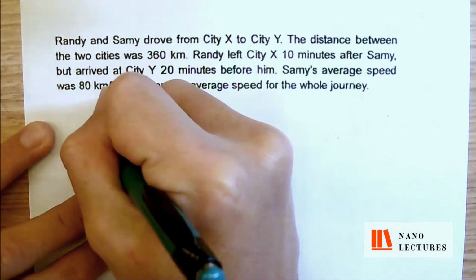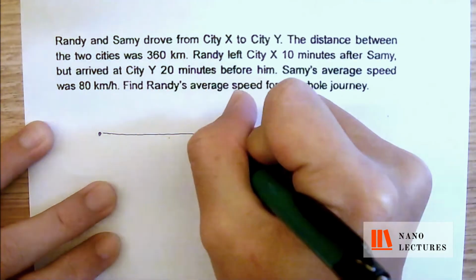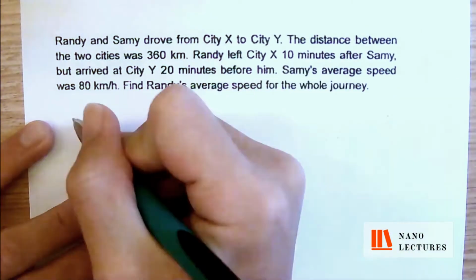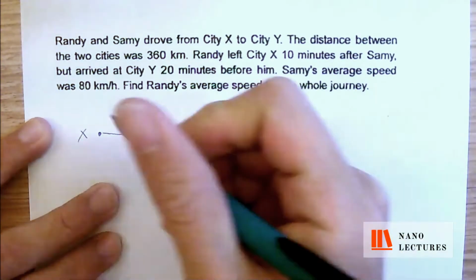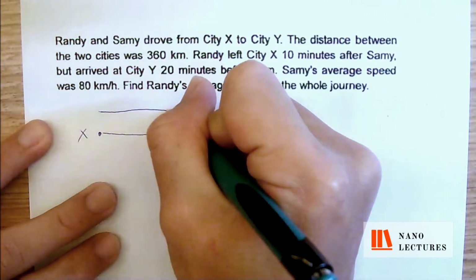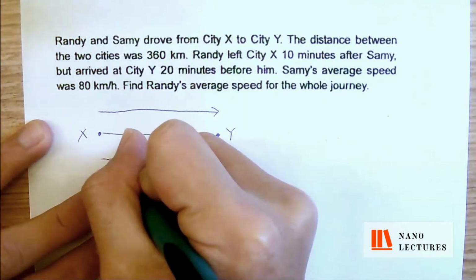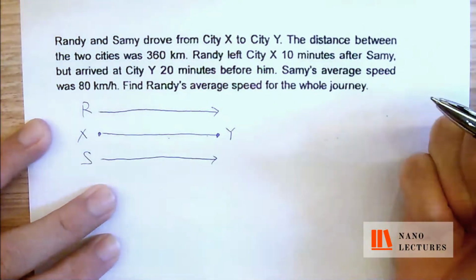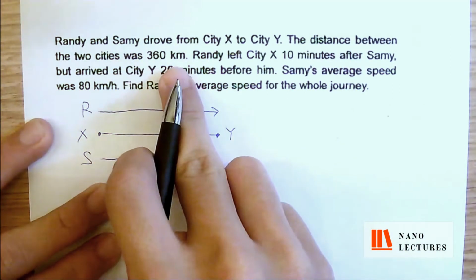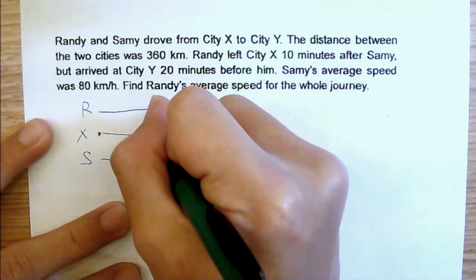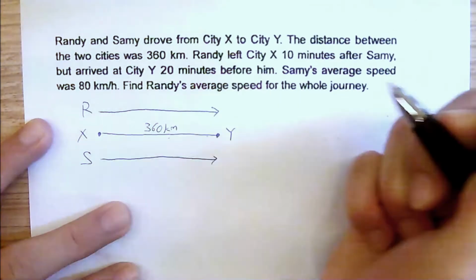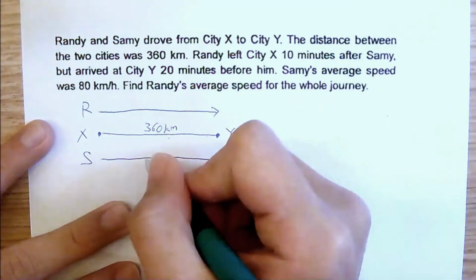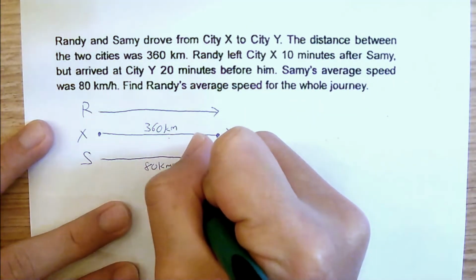Okay, so again, we're going to draw the line model for this particular question, which will be very helpful for you to visualize the question. Now, over here we have Randy, and over here we have Sammy. Now, they said that the total distance is 360, right? So we can put 360 km over here, and then Sammy's average speed was 80 km per hour.